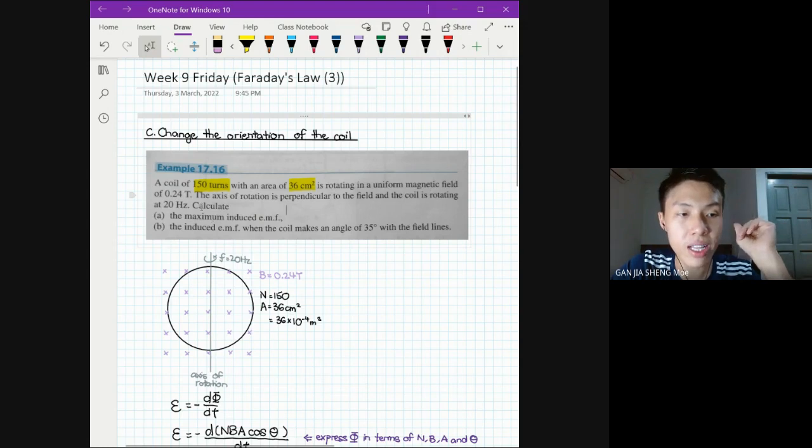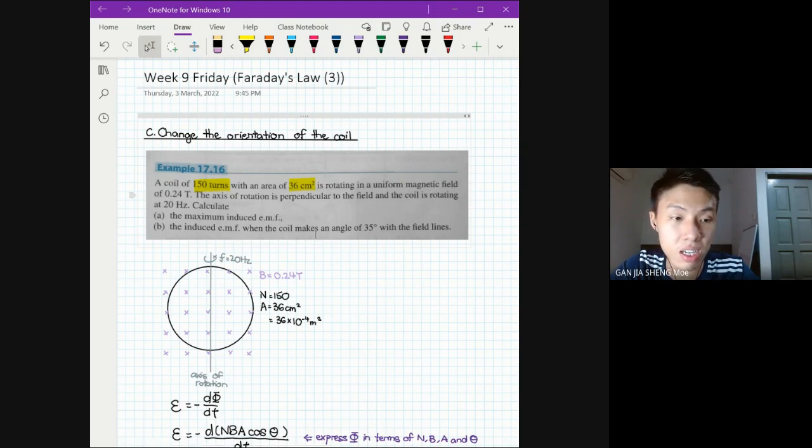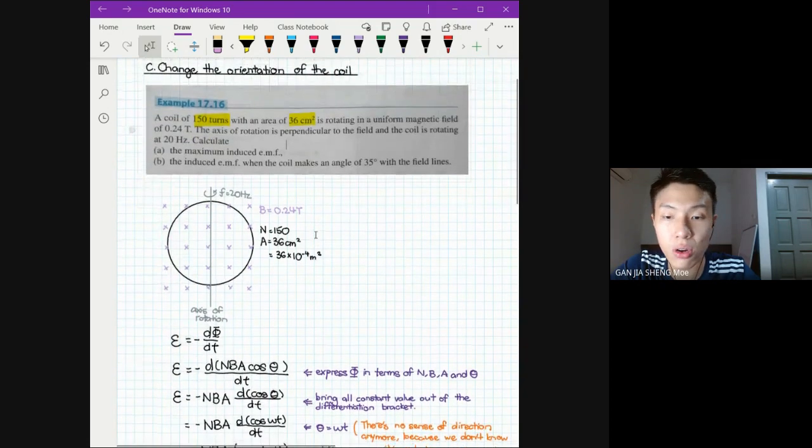Okay, so after that, they ask you to determine the maximum induced EMF and to determine the induced EMF when the coil makes an angle of 35 degrees with the field line. So we're going to investigate this using Faraday's law as usual.